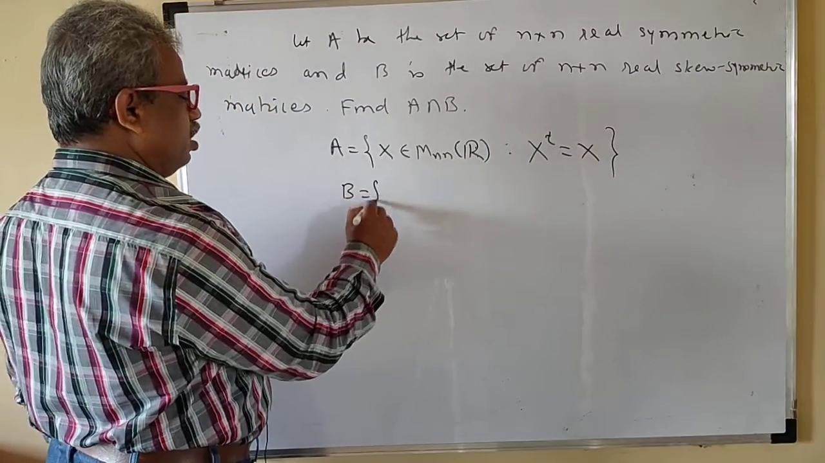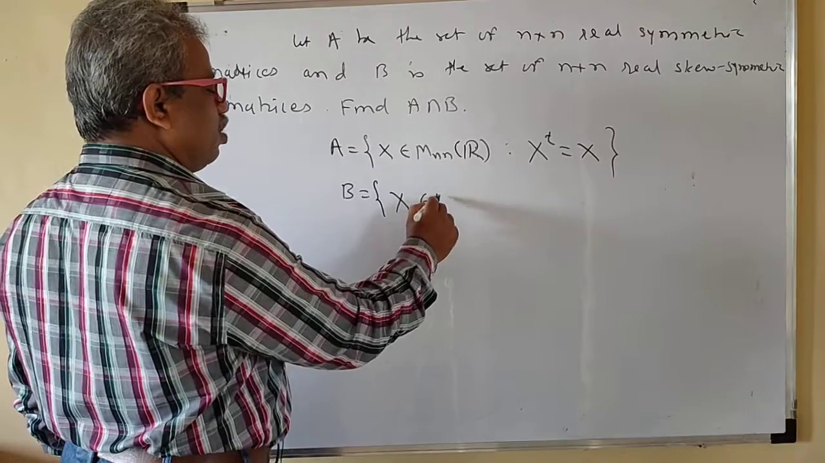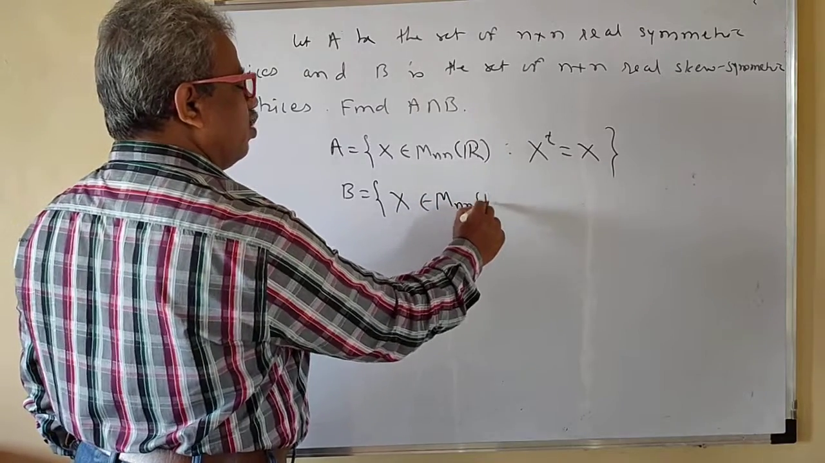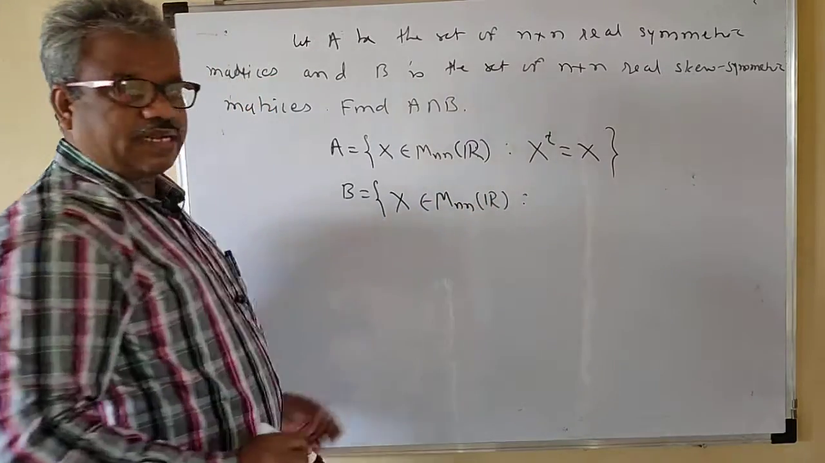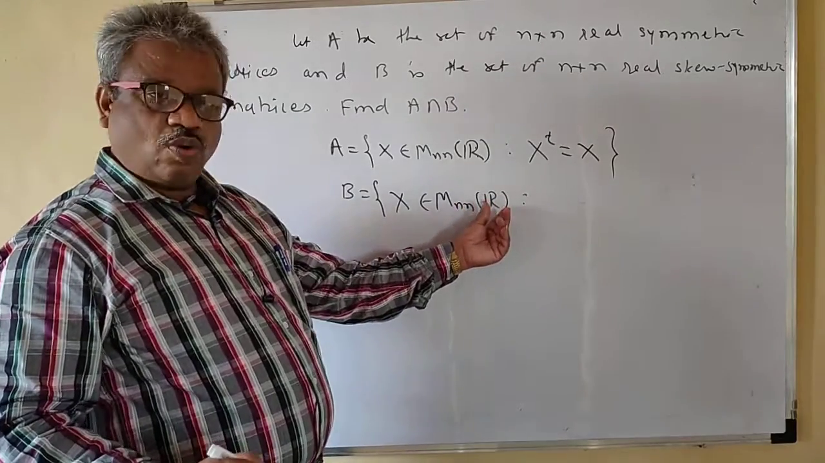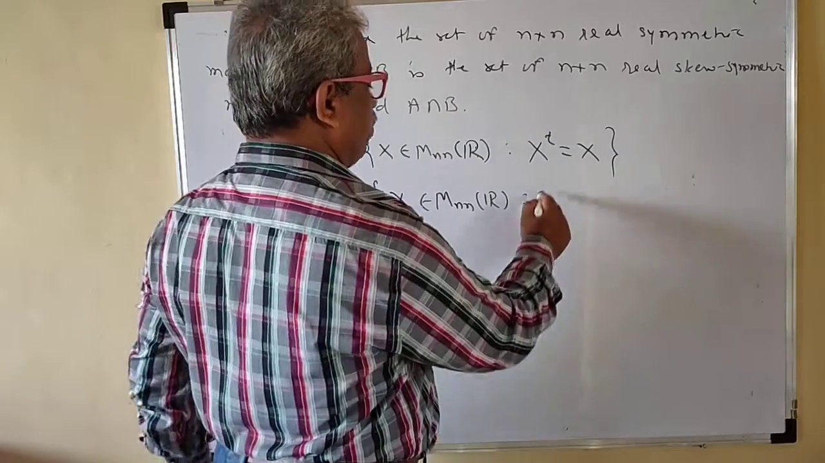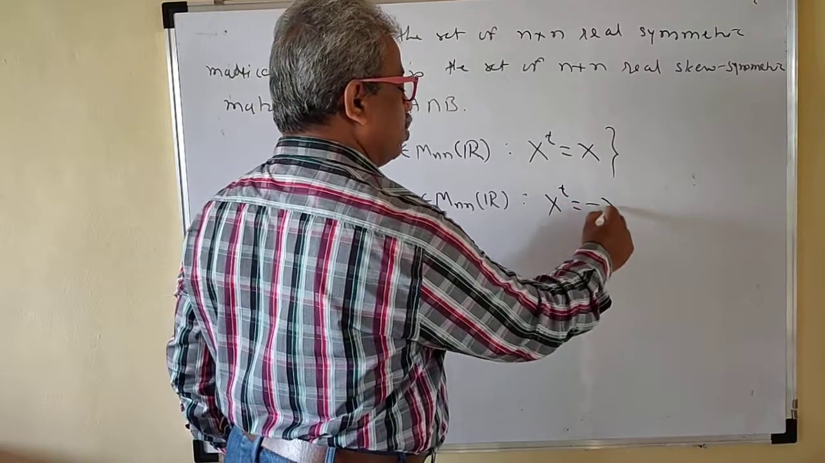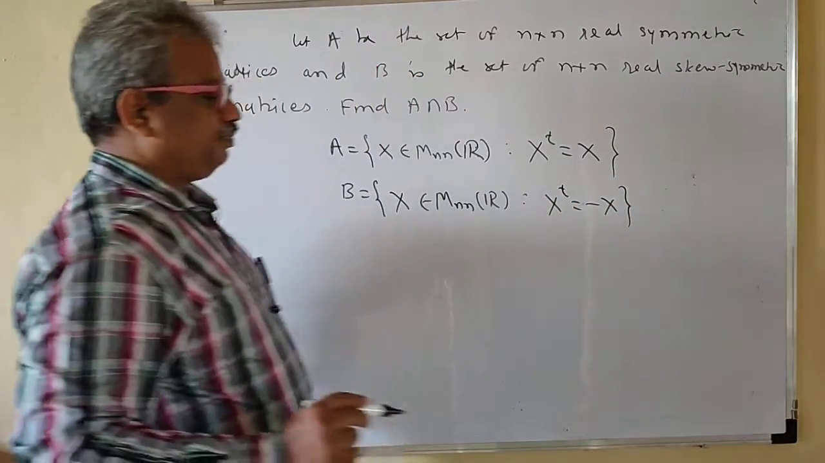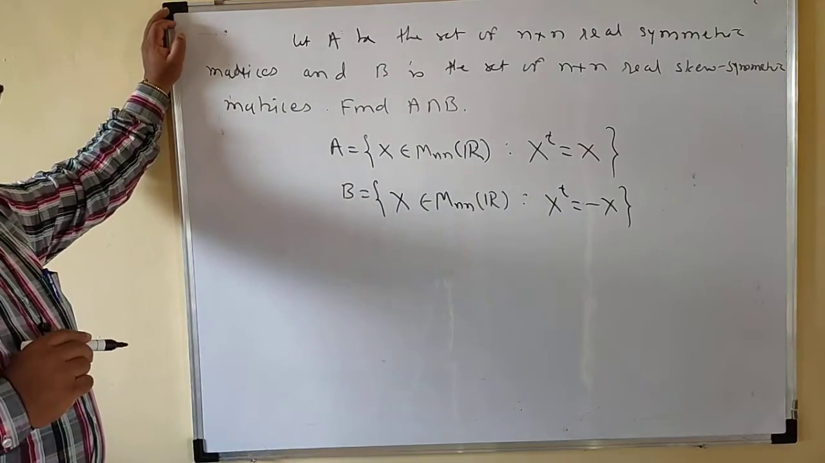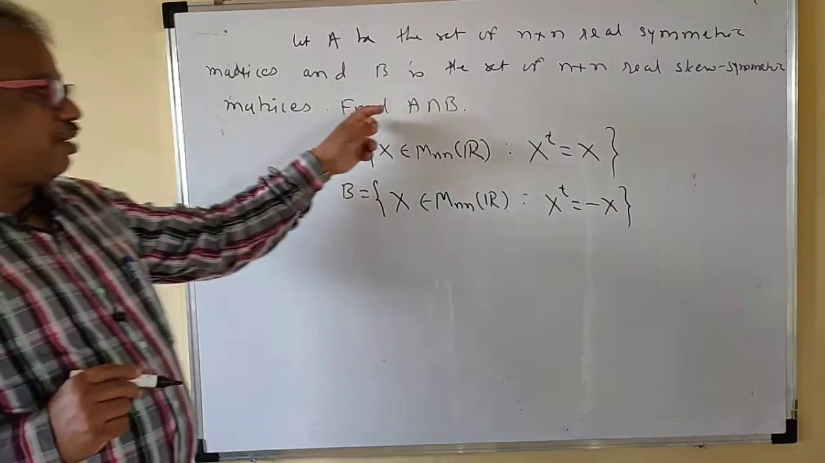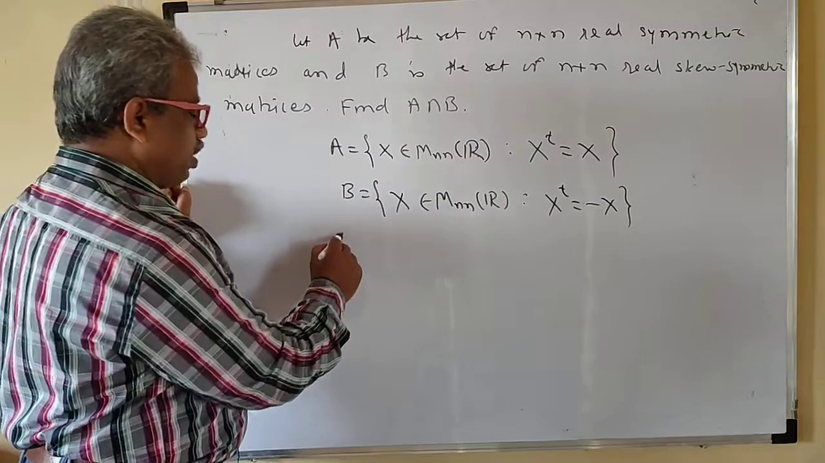Now B is the set of all X belonging to M_n(R), that is, matrices of order n over the real entries, such that B is the skew symmetric matrices, which means X transpose is equal to minus X. And we want to determine A intersection B. So what will we do?